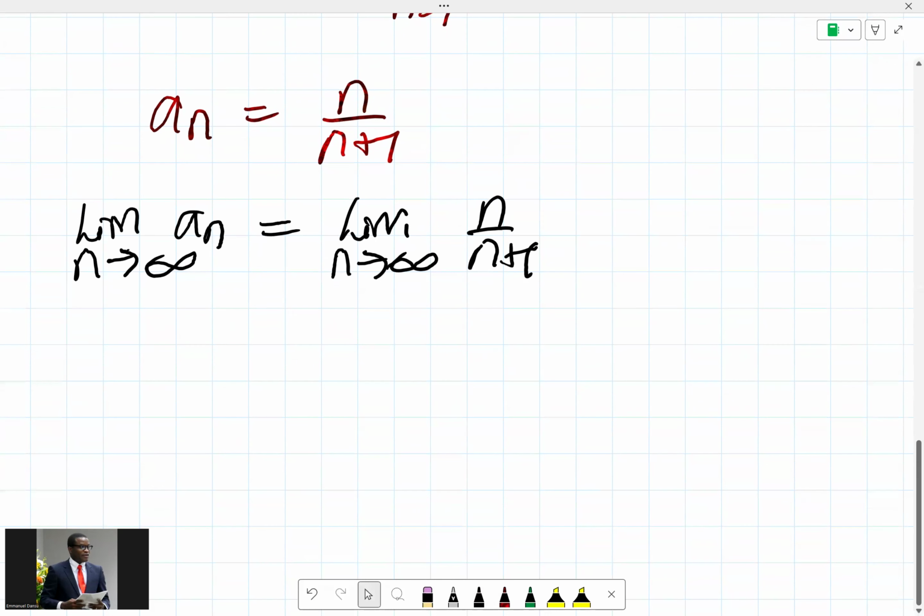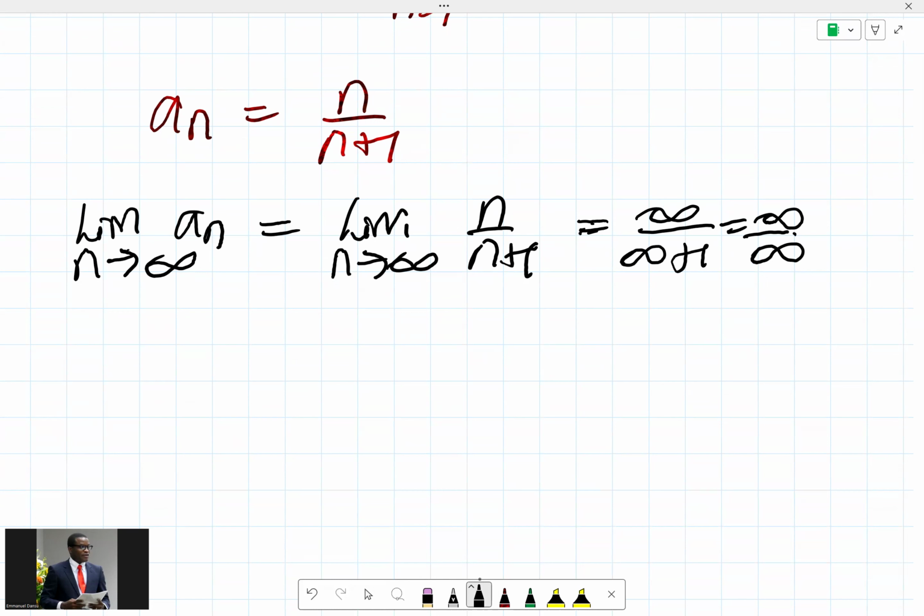Usually the first thing you want to do is substitute directly. If you check my calculus playlist, that's what I said there. If you substitute directly, you have infinity over infinity plus 1, that is infinity over infinity. But you cannot conclude yet. Don't conclude yet.